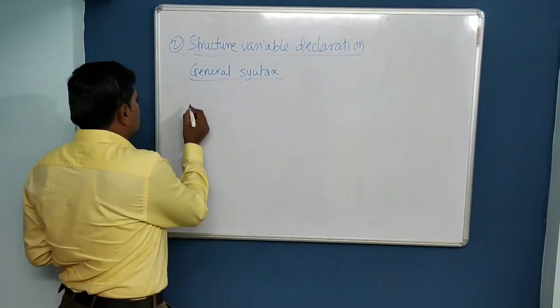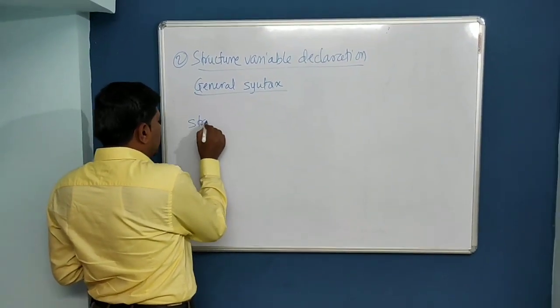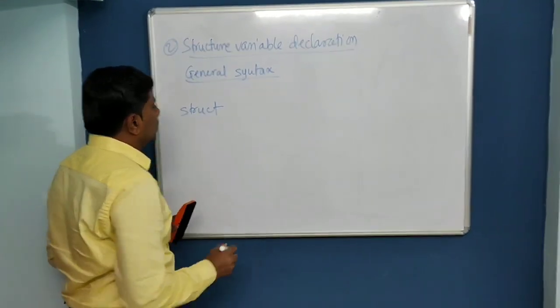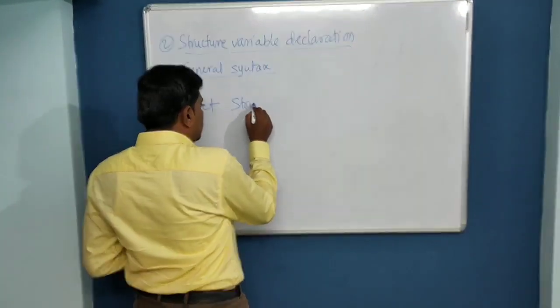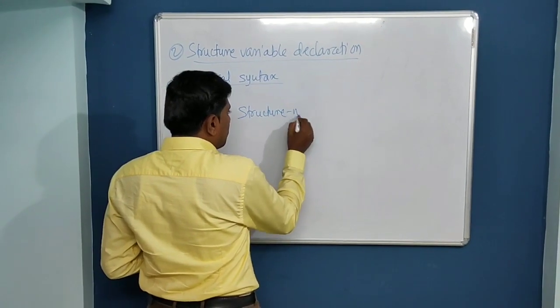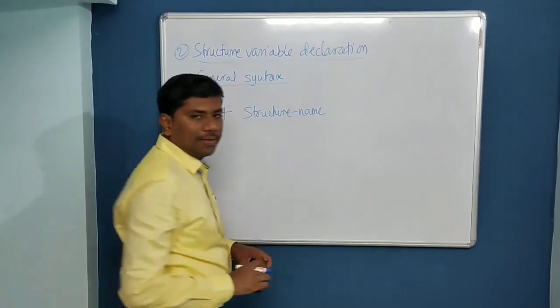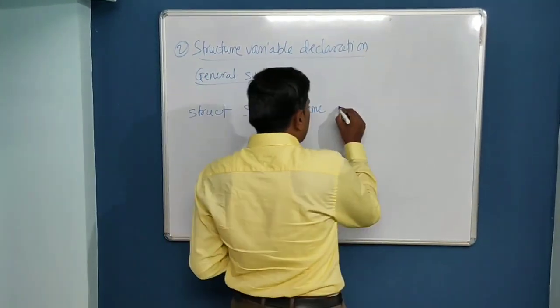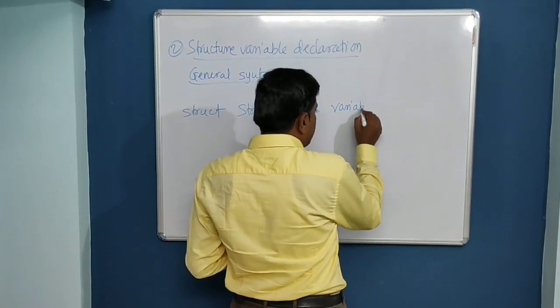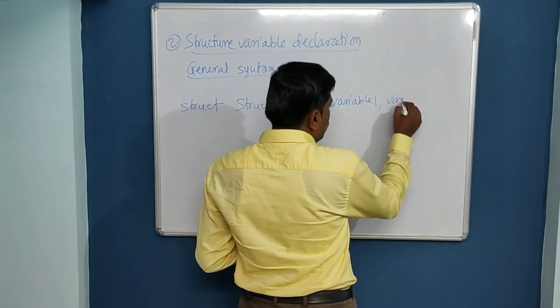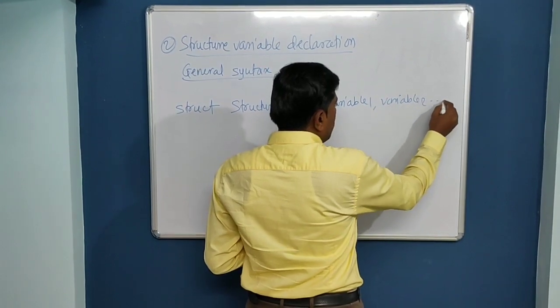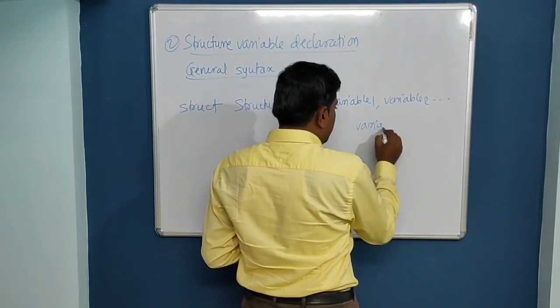See the general syntax: struct keyword, then structure name, followed by variable 1, variable 2, and so on, variable n.